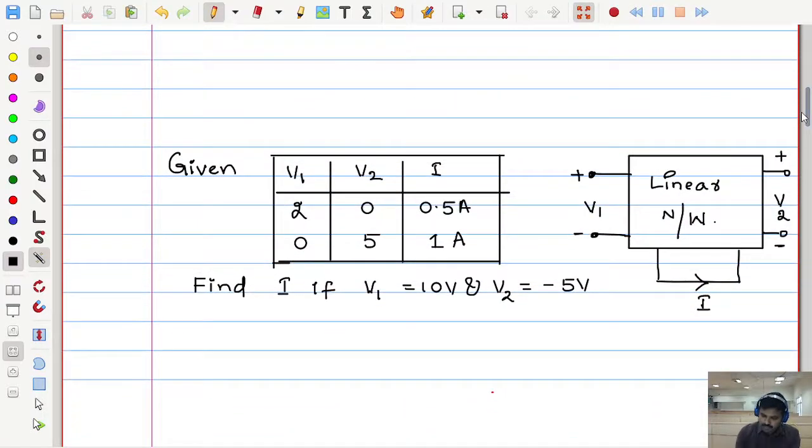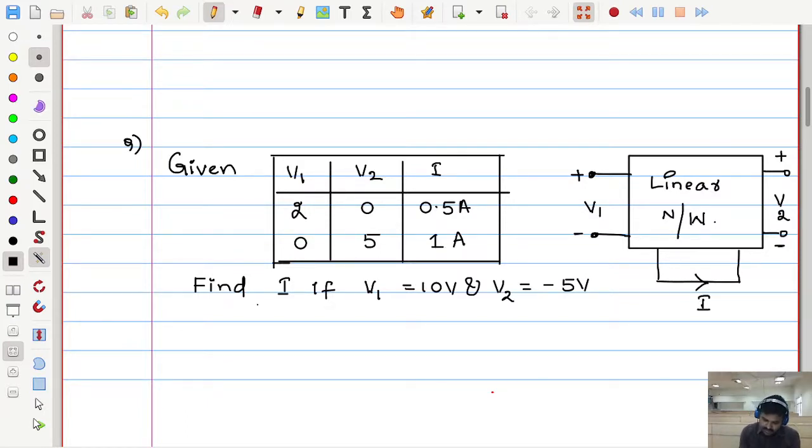Let us take one more problem which is very interesting. Here I have a linear network which has two inputs. One input is V1, the other input is V2. The output is a current, which we need to determine, and its corresponding table is given in this manner. When V1 is 2 volts and V2 is 0, that means only V1 is connected, the current is 0.5 amperes. When V1 is 0 and V2 is 5 volts, the current is 1 ampere.